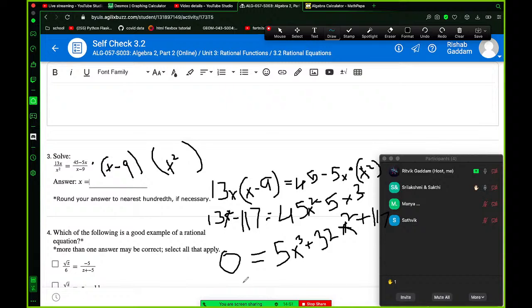And then can we add 5x squared on both sides and 5x cubed on both sides? I don't think we need to. See, we already have everything on one side. Now I guess all we have to do is try to factor it or something. Actually, let's just use the calculator for this.